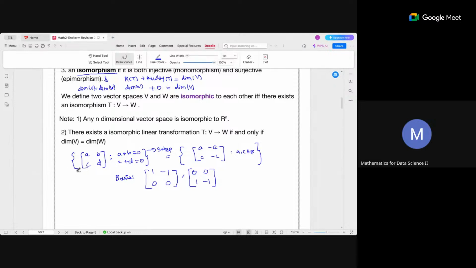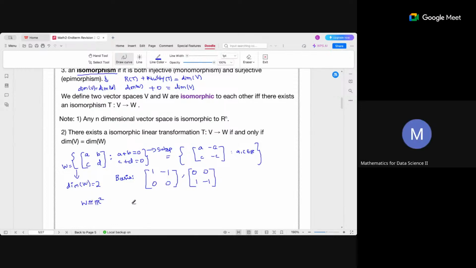So what is the dimension of this space? Let's call this W. What is the dimension of W? 2. Okay. So from this you can say that this W is isomorphic to which space? R^2. W is isomorphic to R^2.